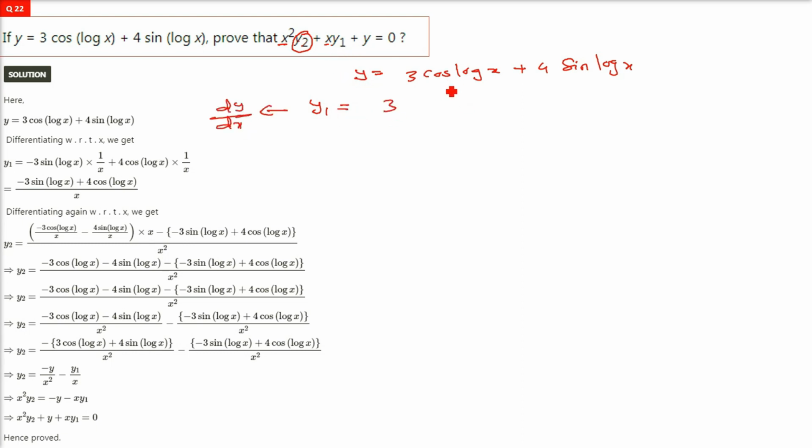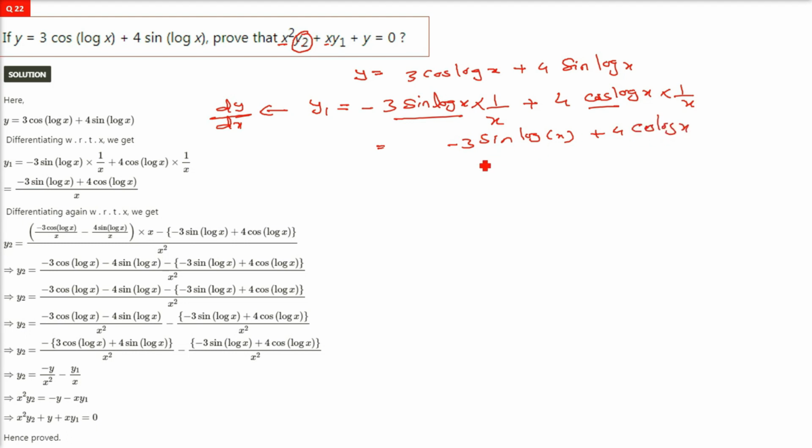So 3 cos log x, it will be minus sin log x, and differentiation of log x is simply 1 by x in the denominator. Then we have plus 4 sin log x, so it will be cos log x, and differentiation of log x will be 1 by x. So what do we get? See, this whole we just add: minus 3 sin log x, and this we have plus 4 cos log x, and then we have x in the denominator.